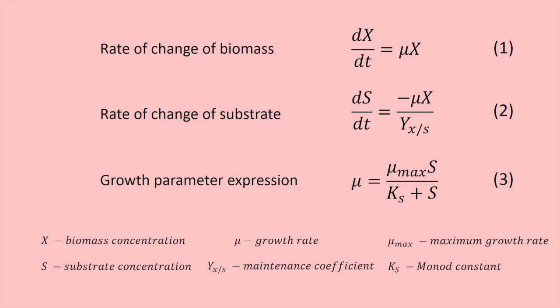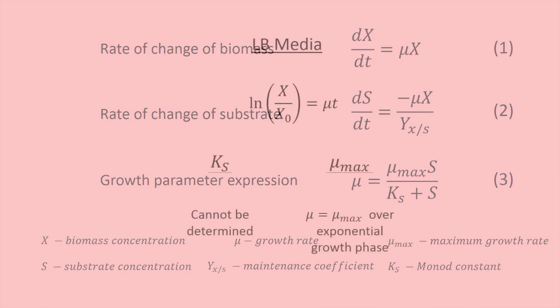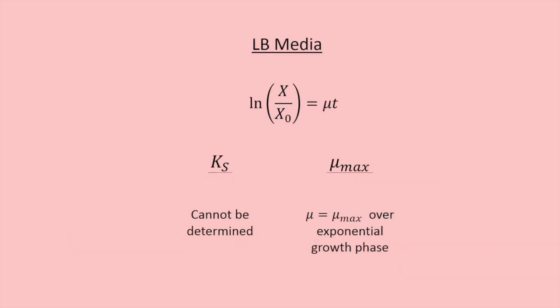The respective rates of change of biomass and substrate concentration can be described by equations 1 and 2. The growth rate parameter, mu, can be described as a function of substrate concentration, as shown by equation 3. This is an example of the Monod model, not accounting for cell death. Determination of the kinetic parameters Ks and mu max requires a different approach depending upon the experiment.